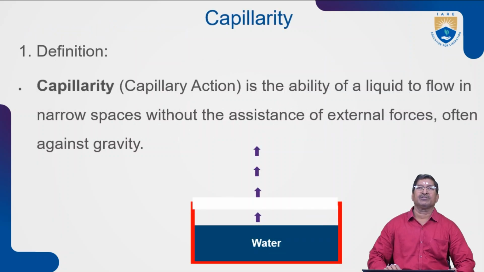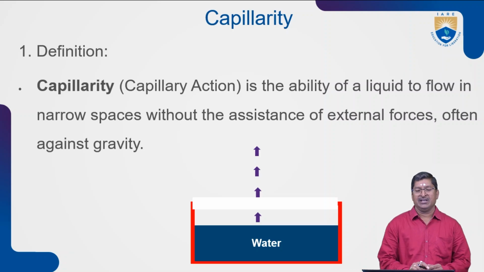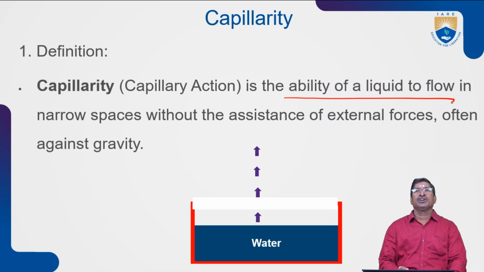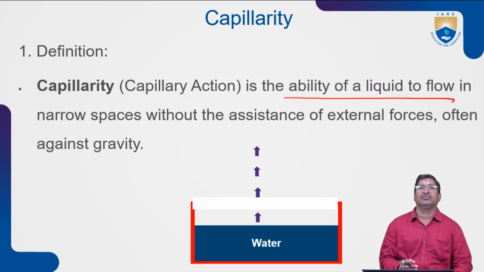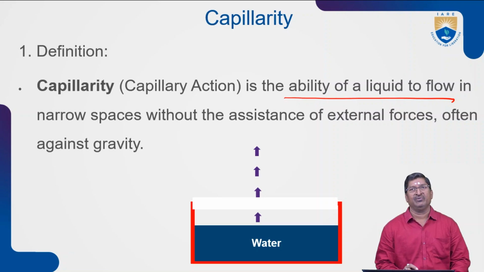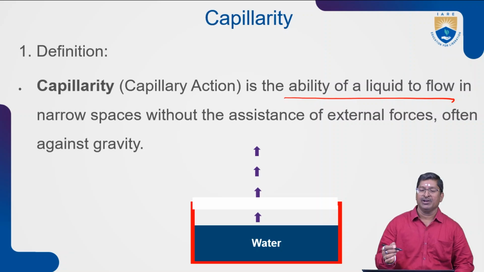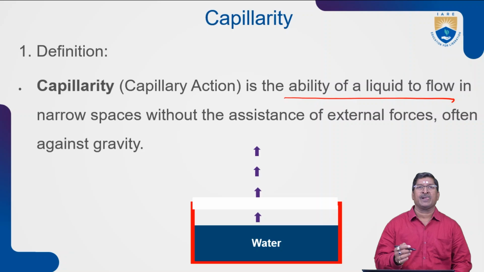So today we are going to learn the topic capillarity. You can see here the definition for capillarity is the ability of liquid to flow beyond gravity. It is not a gravitational flow. So liquid will flow against gravity also. That is called capillarity.